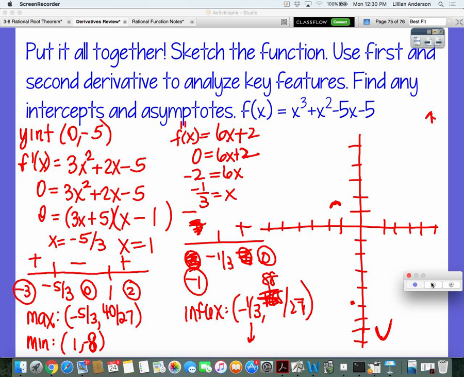Correction, it should have been positive 88 over 27, which is actually somewhere up here. That makes a little more sense. And there it's changing from concave down to concave up. So it's going down here, it's going up here.